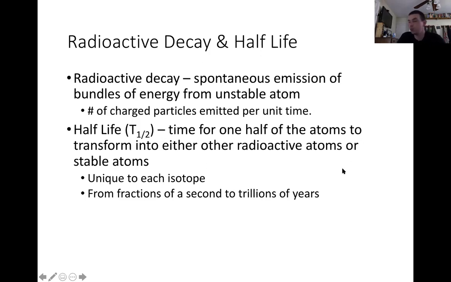Every isotope has its own half-life. It can be very small. It can be very large. It could be fractions of a microsecond. It could be billions of years, and everything in between. But for the most part, in the medical realm, we use isotopes that have half-lives from minutes to weeks or months, because anything much longer is not really practical, and anything much shorter is not really practical.